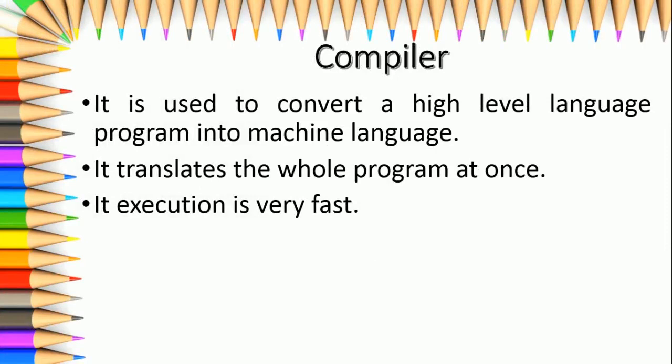Now let us see compiler. It is used to convert a high level language program into machine language. Yes, again it is doing the same thing as an interpreter, but what is the difference? It translates the whole program at once. So when you have completed the whole programming, and afterwards you translate, at that time it will translate the whole program at once. Its execution is very fast. It is very quick. As you can see, the interpreter takes one line at a time, while this takes the whole program. So yes, it is very quick.